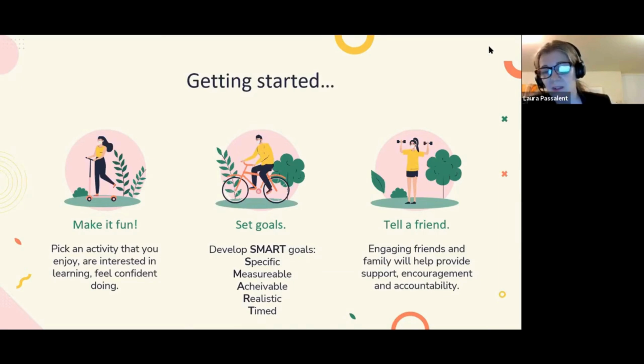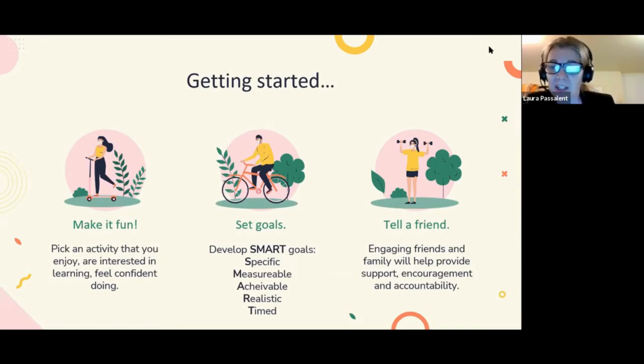So for an example, if we were going to use walking as a goal, you might say that, as a specific goal, we're going to walk 30 minutes, measurable 30 minutes, 5 days a week. It's achievable because we all need to walk and therefore it's realistic, and it's timed. So we think that we'll be able to achieve this goal within the next 3 weeks. So there's an example of a SMART goal.